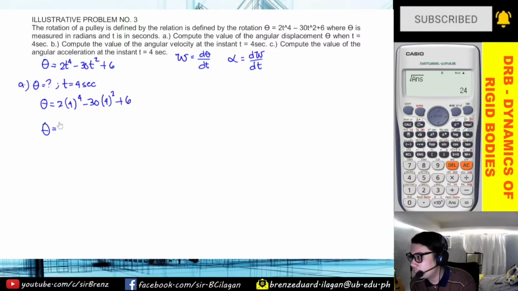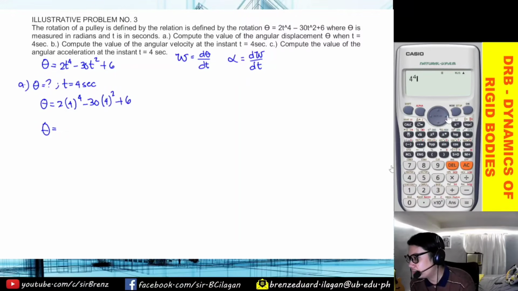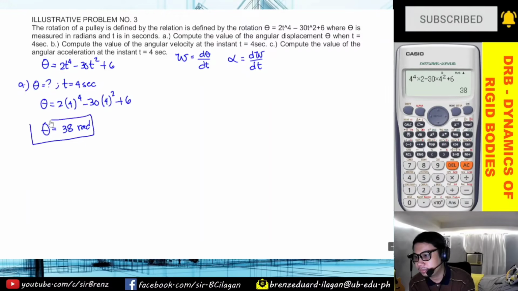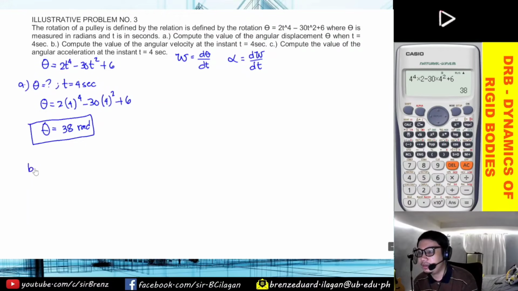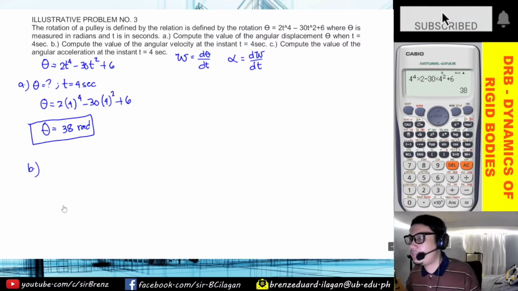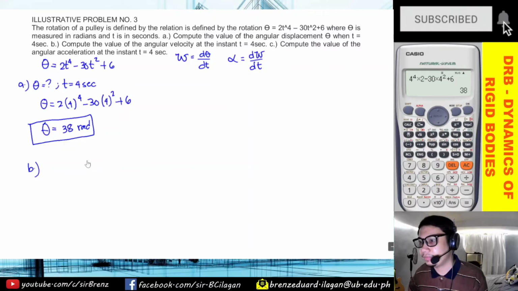So, pindutin natin siya sa calculator. 4 raised to 4 times 2 minus 30 times 4 squared and plus 6. So, this is 38 radian. Next, for letter B, what is the required in letter B? So, compute the value of the angular velocity.